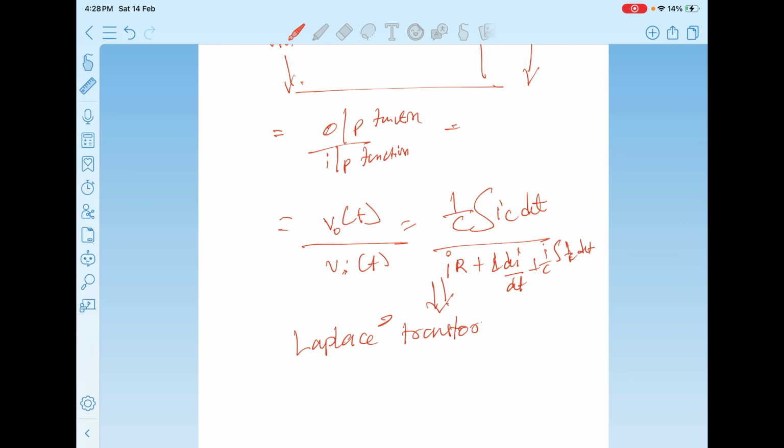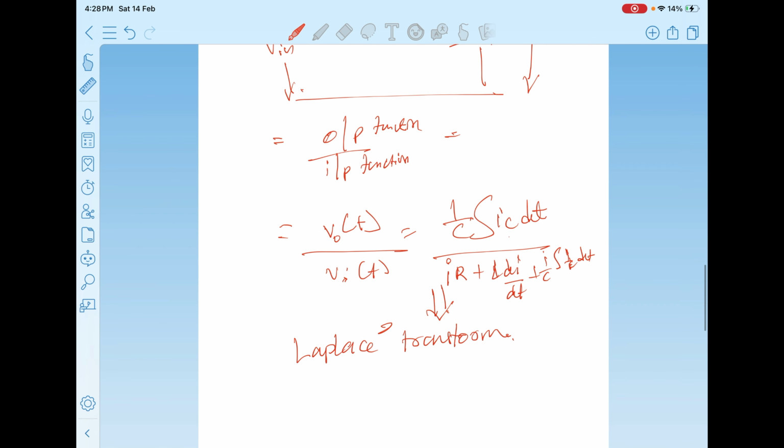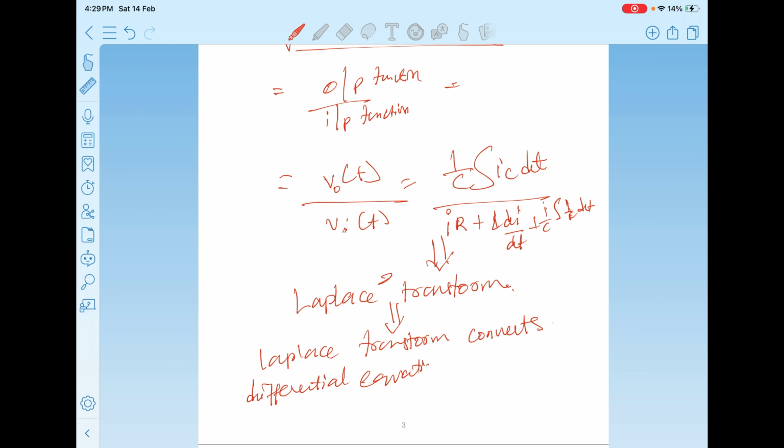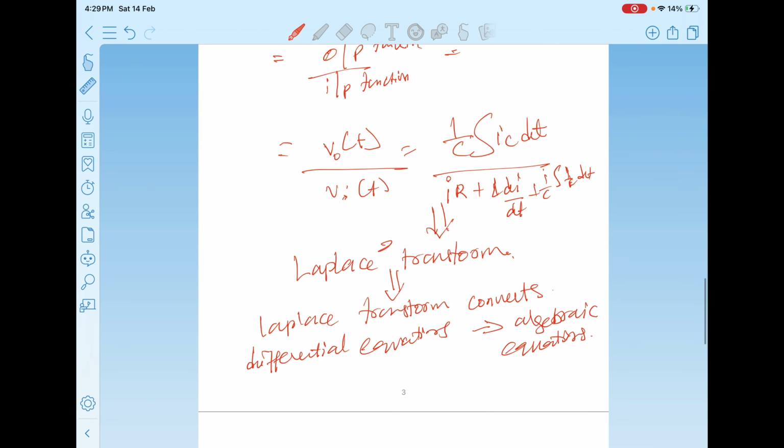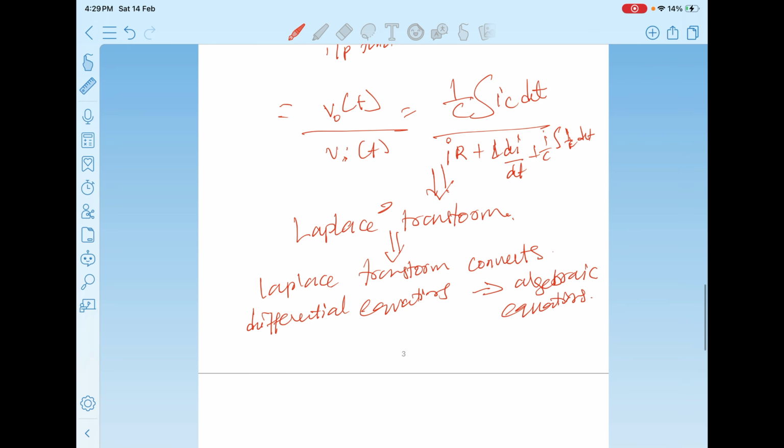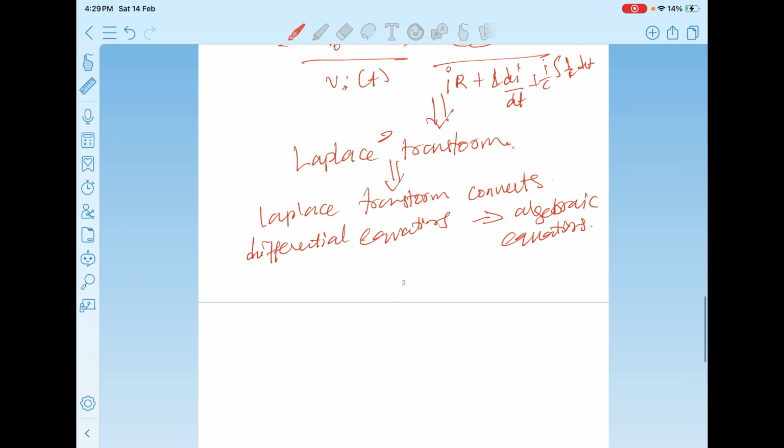Why Laplace transform is very important and very useful in this application is that this Laplace transform will convert all this complex differential equation into algebraic equations. Laplace transform converts differential equations into algebraic equations. So if you convert these differential equations in terms of algebraic equations, then it will be very simple.